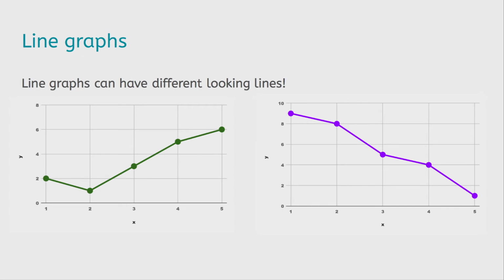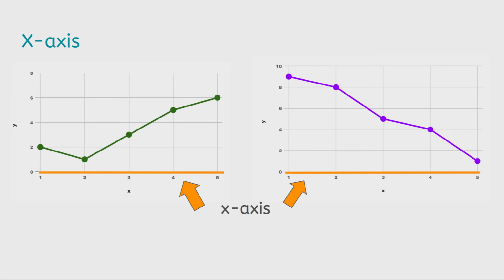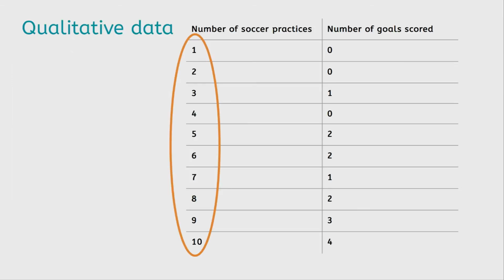These are called line graphs, but line graphs can have different looking lines, but they do have the same parts. The x-axis, which is where the yellow arrows are pointing, tells us something that we already know about. For us, the thing we already know about is the number of practices you went to. We know that there is 10.